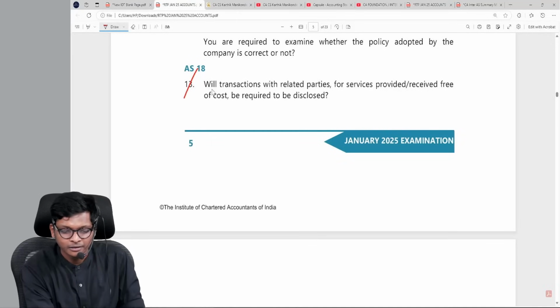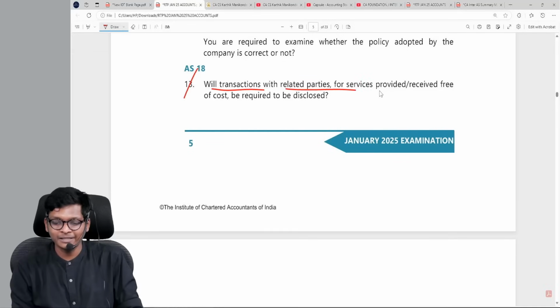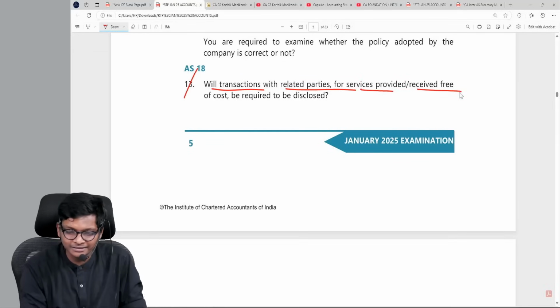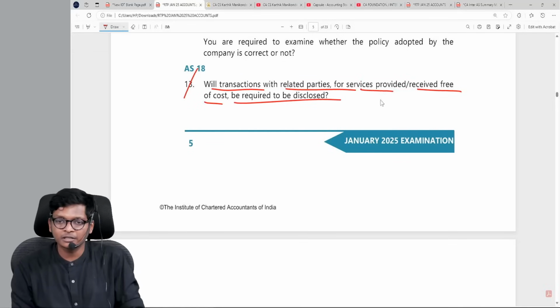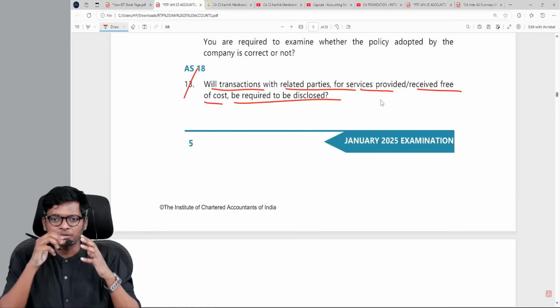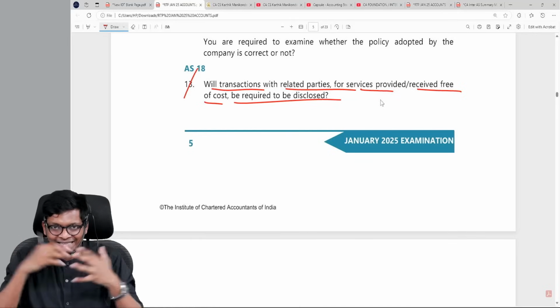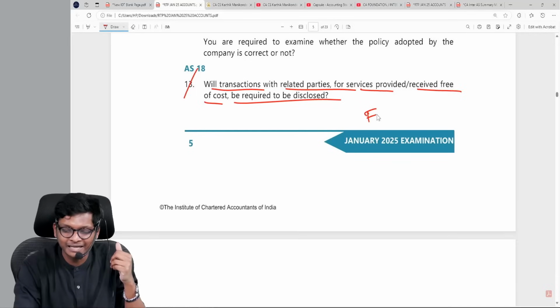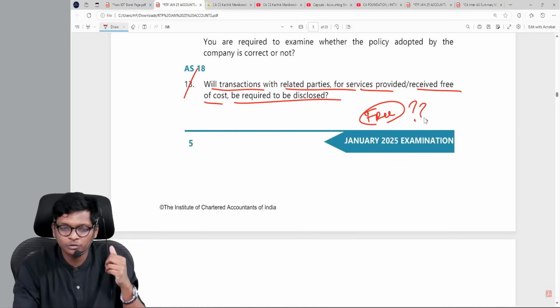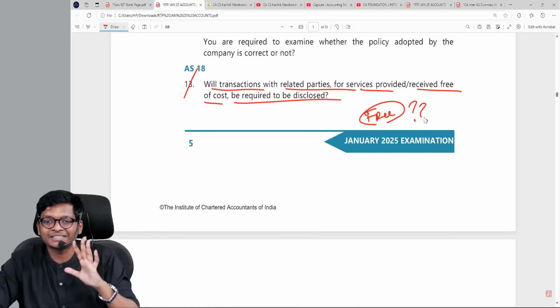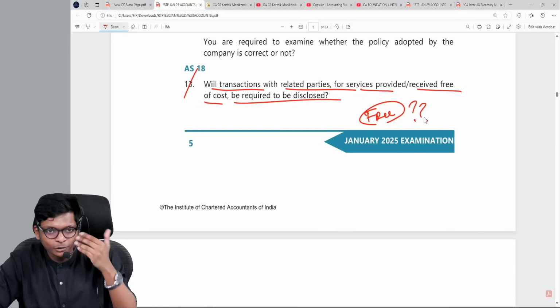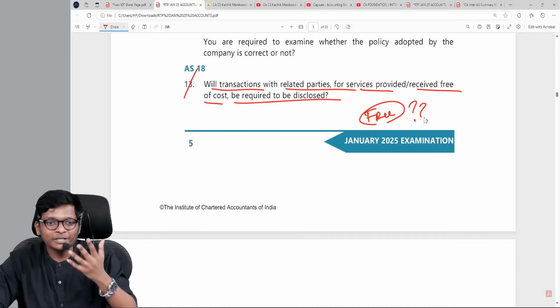With transactions with a related party for service provided and received free of cost, should it be disclosed? AS 18 talks about disclosing related party transactions. Here they are saying there are related party transactions, but it happened free of cost, should I disclose? Transaction is a transaction. Related parties will do it for free only. Why should I make payment?